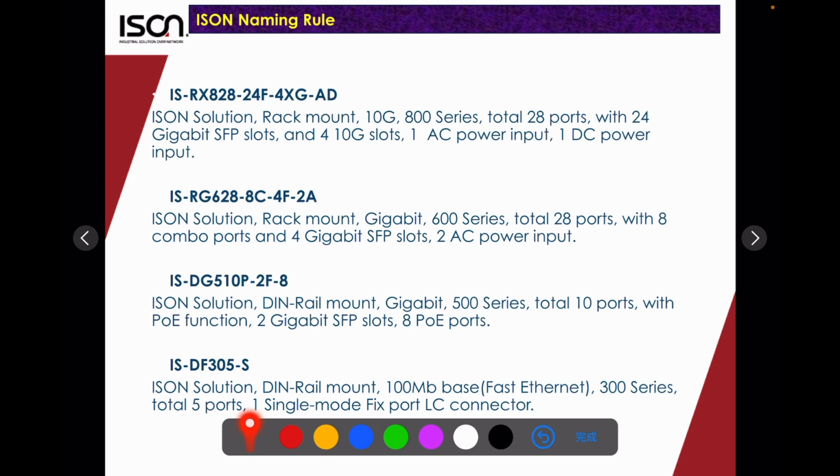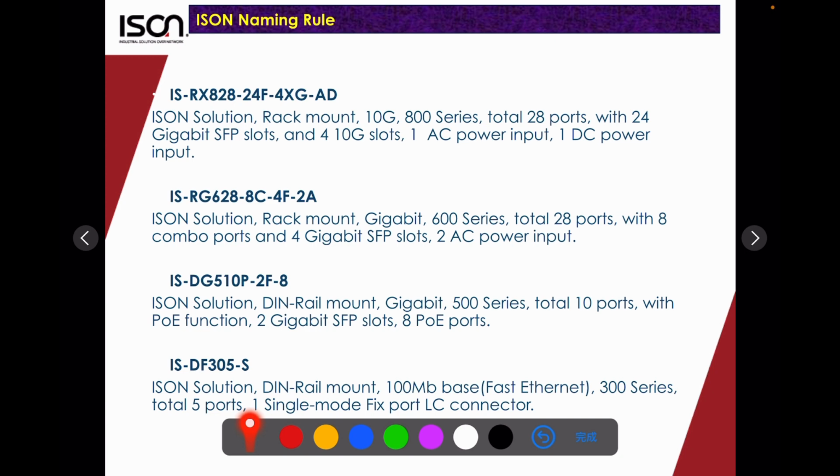IS-RX828-24F-4XG-AD. IS stands for Isen solution. R stands for rack mount. X stands for 10G. 828 means 800 series, total 28 ports.